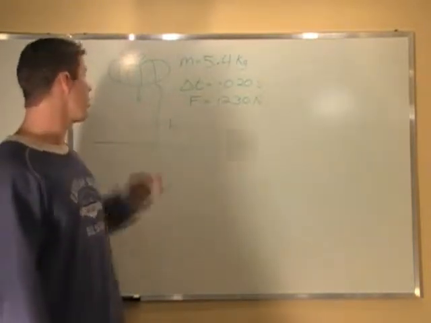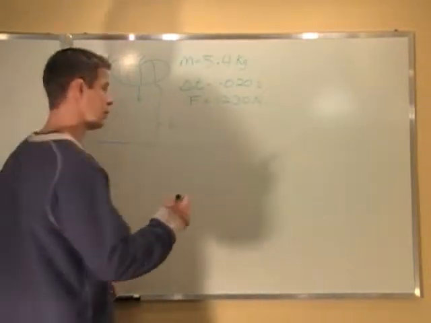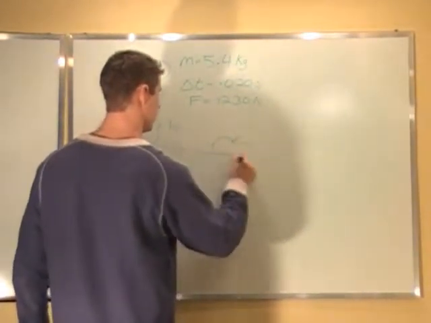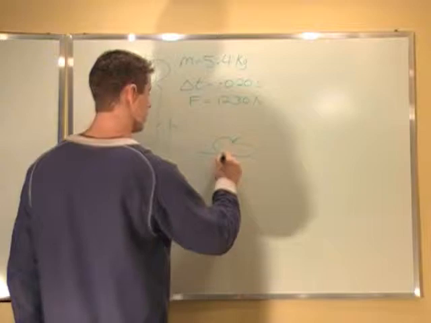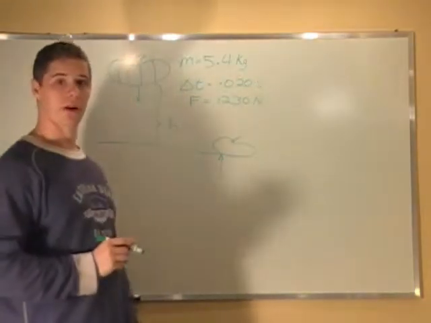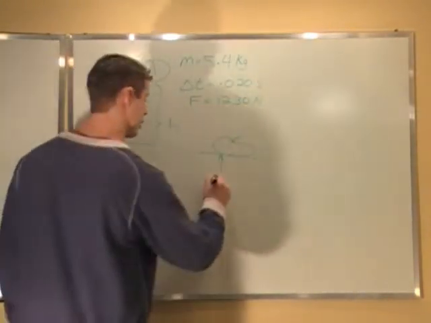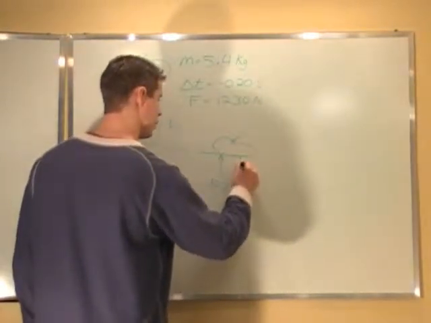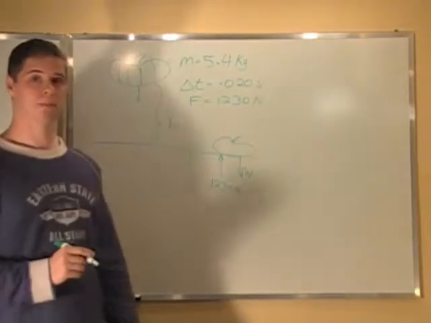So if we look at the pumpkin when it hits the ground, if we just want to draw a free body diagram of the pumpkin, we have the force acting upward from the ground that's stopping it of 1230 newtons. And we have the pumpkin's weight force acting down.